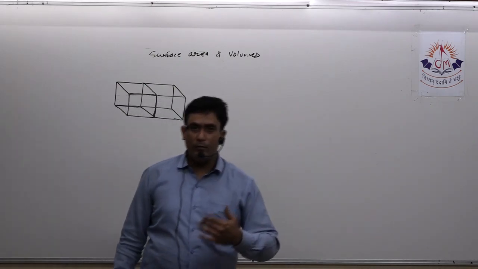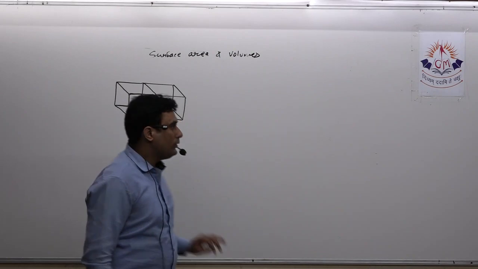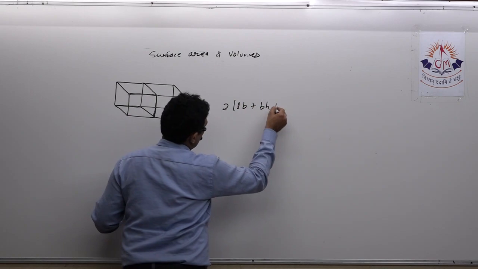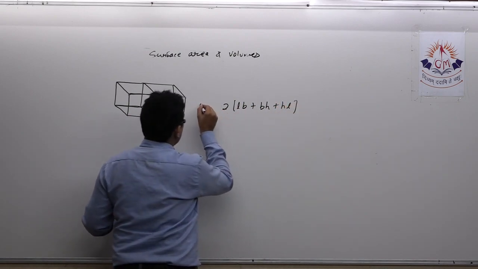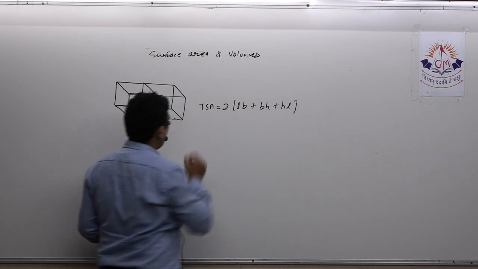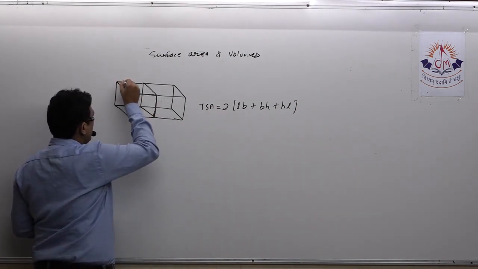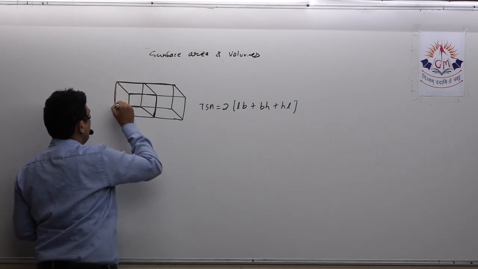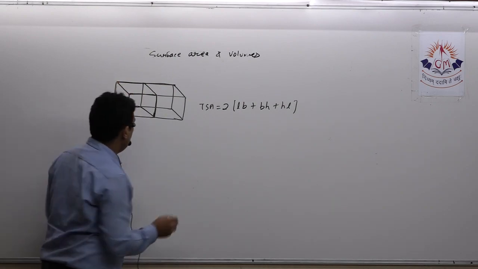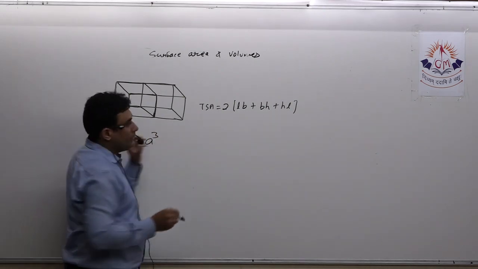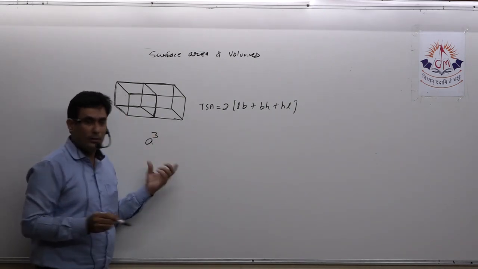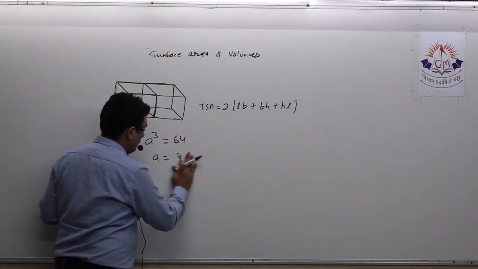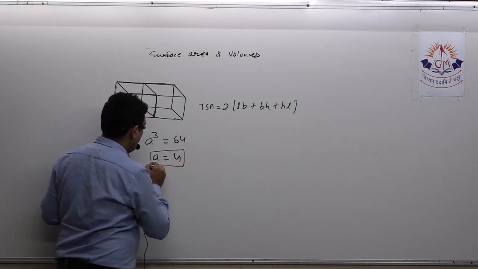Now to get the surface area of the cuboid, what you need is its formula, 2(lb plus bh plus hl), that is the TSA of the solid. It means you need the length, the height, and the breadth. These three dimensions you need. The volume of the cube is given. We know volume of the cube is a cube. So a cube equals 64, that is a is equal to 4. That means the edge of this cube is 4.